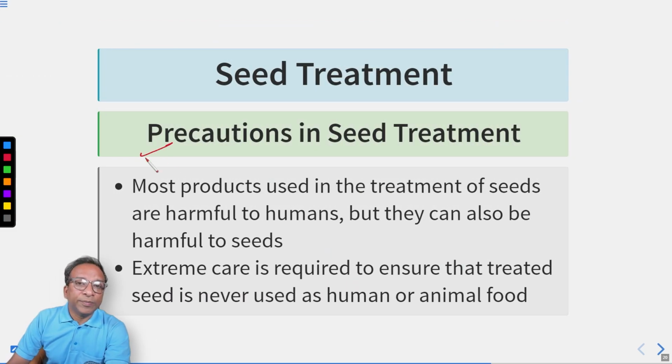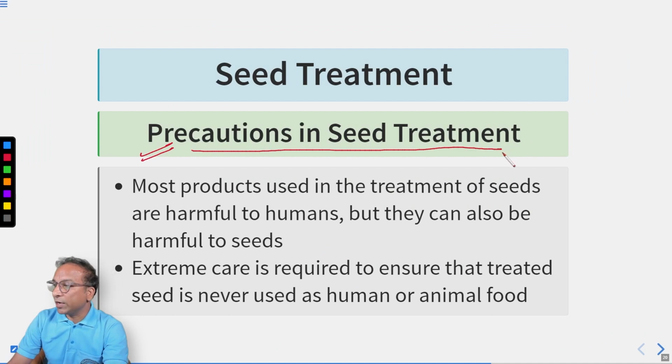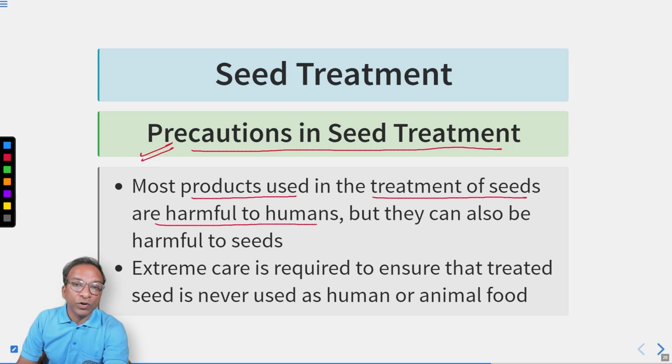Precaution in seed treatment. Yes, there must be some precaution while using this seed treatment technology. What are those? Most products used in the treatment of seeds are harmful to humans. These fungicides and insecticides are very harmful for us, and they can also be harmful to seeds. So you must use these chemicals with great precautions.